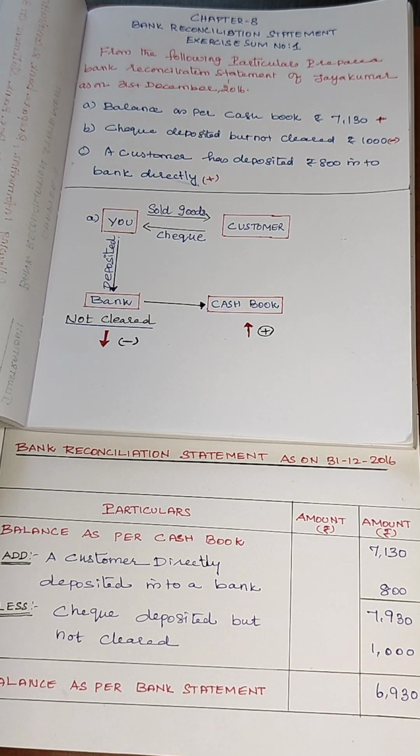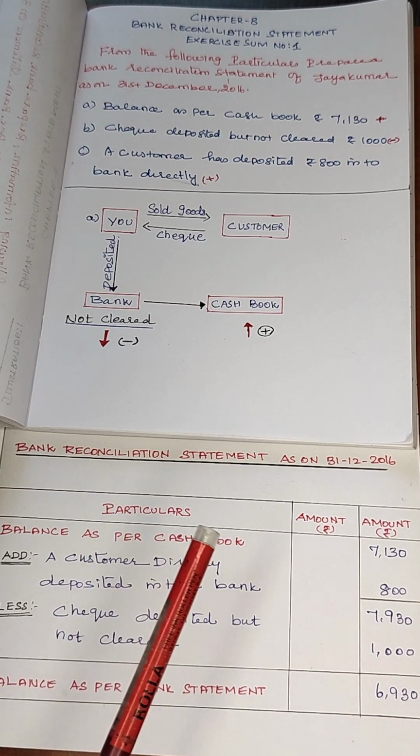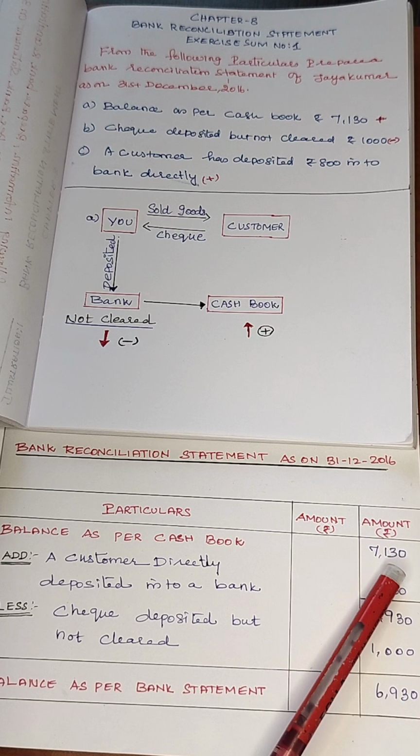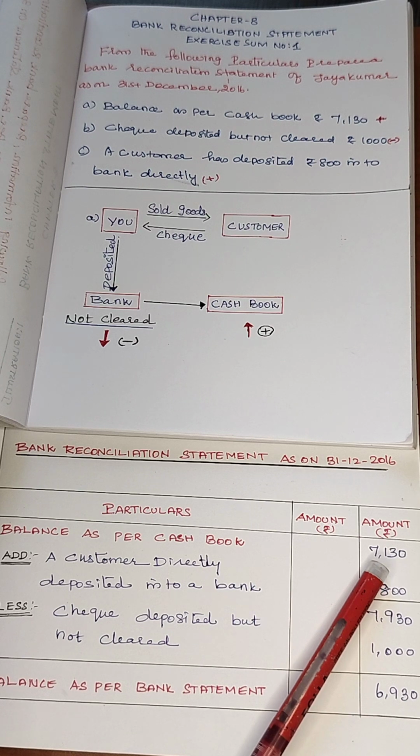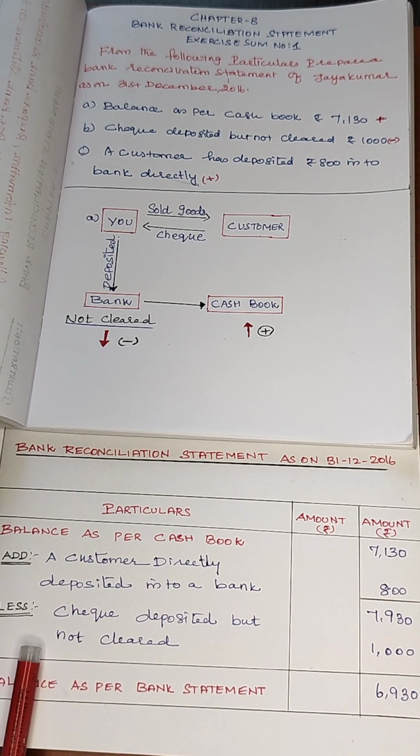So we have to look at 2 points here, that is what is given and what they asked for us. The bank balance as per the cash book is given here, and we have to find out the bank balance as per the bank statement. We already prepared the format of the BRS, which means bank reconciliation statement. Then we have to record the balance as per the cash book in a particular column, and 7,130 rupees we have to enter into the outer amount column. Listen carefully, we have to add and subtract the given transaction as an asset and liability concept.